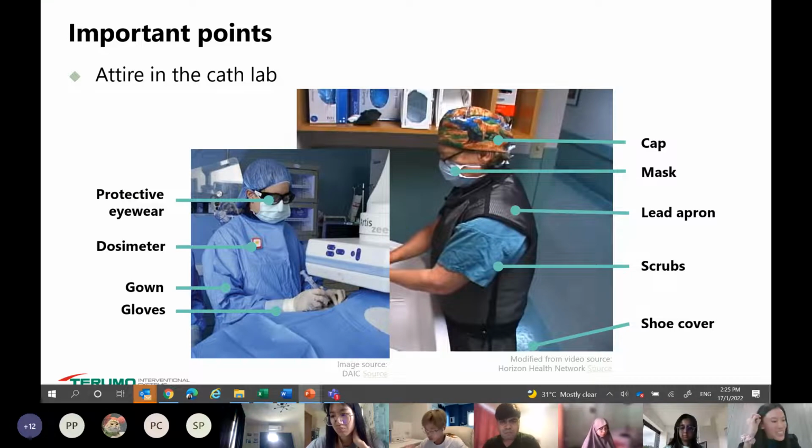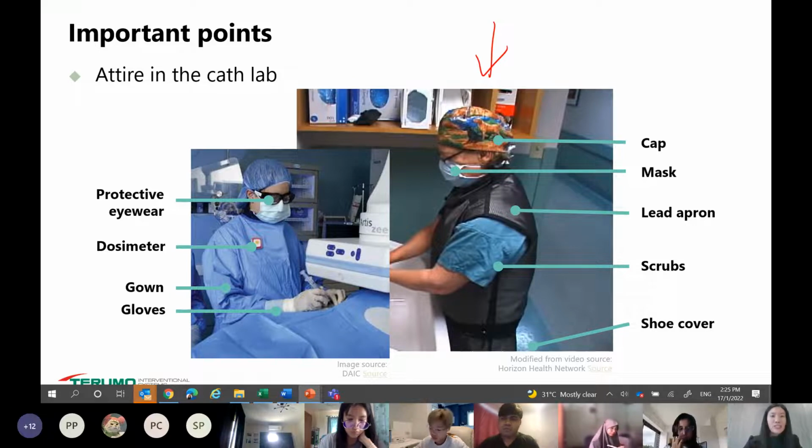Okay, so basically there are many things to put on in the cath lab. From this image, you probably see the difference. I hope you spot the difference between this and the previous image. On this image on the right, this is actually the most basic attire. So what you will have is the cap, a mask, and your shoe cover. So your cap, your mask, and your shoe cover. These are the most basic things that you will put on.